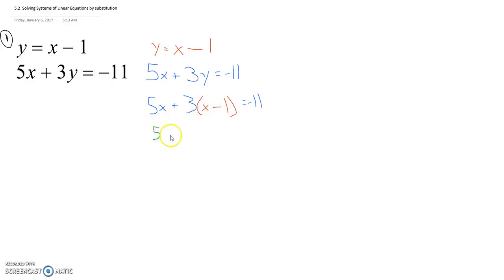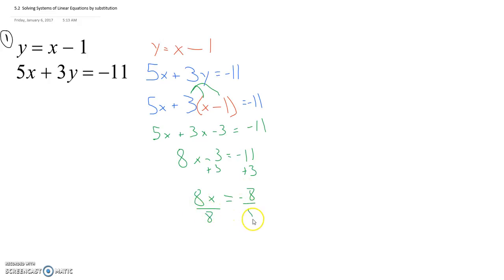I'm going to have 5x plus 3 times x minus 1, which is 3x minus 3 using the distributive property, equals negative 11. And then combining like terms, we get 8x minus 3 equals negative 11. Add 3 to both sides. 8x is equal to negative 8. And then we'll just divide by 8 and get x is equal to negative 1.